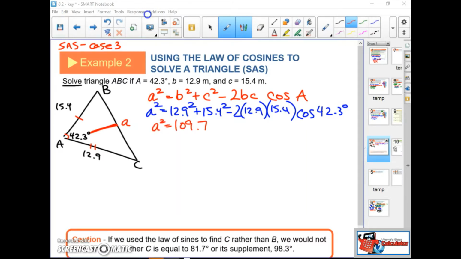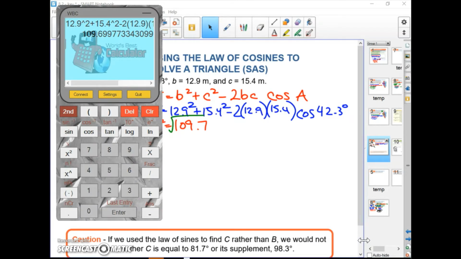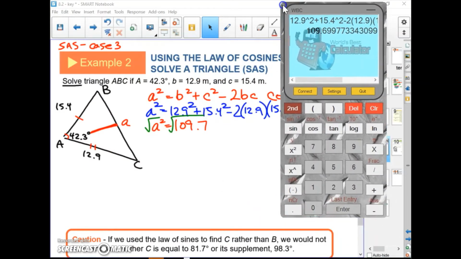So that's not the answer, because we're still going to have to take the square root in order to find A. Normally we would do the plus or minus square root, but we know since we're talking about the side length of a triangle, it's not going to be the negative square root. Also, I wrote down 109.7, but my answer is actually 109.6997733, and so on. So I'm going to leave that number in the calculator and just use the square root of that number, about 10.5. So now I'll round off. A is about 10.5 meters.